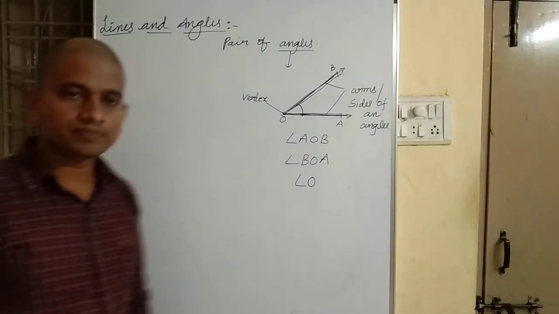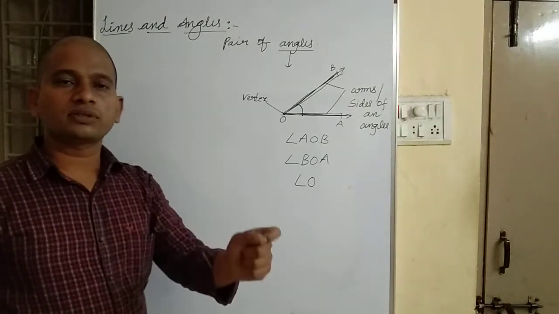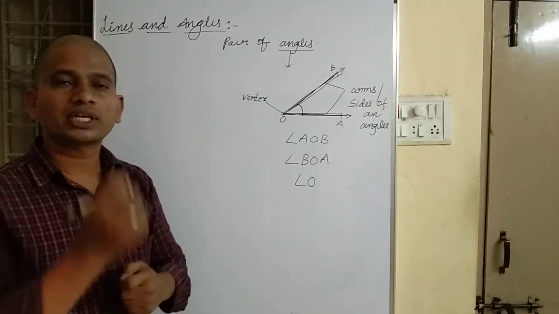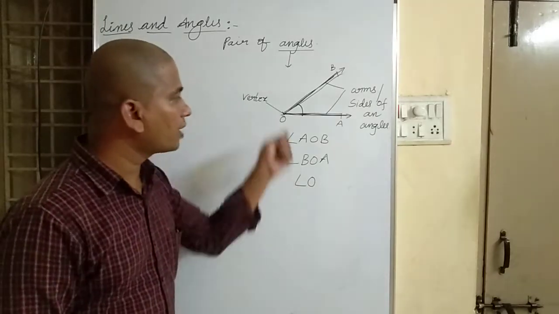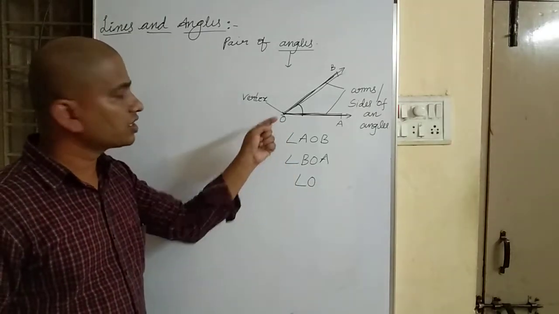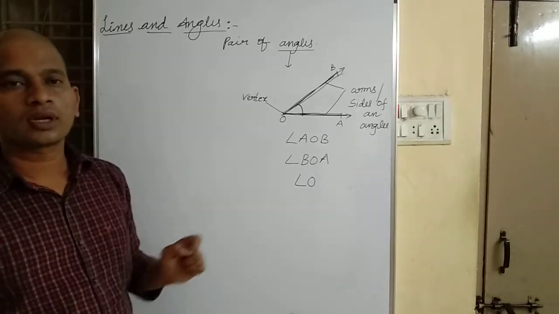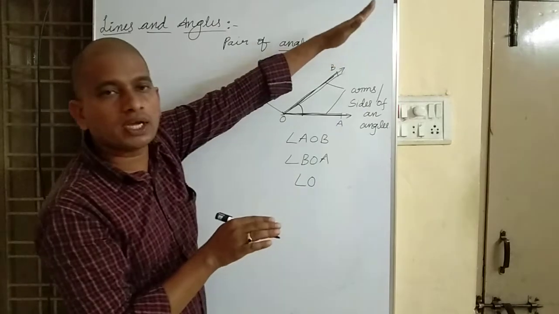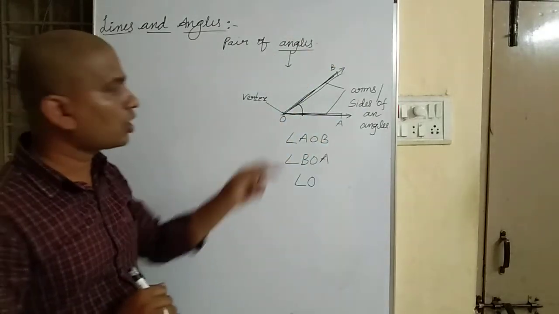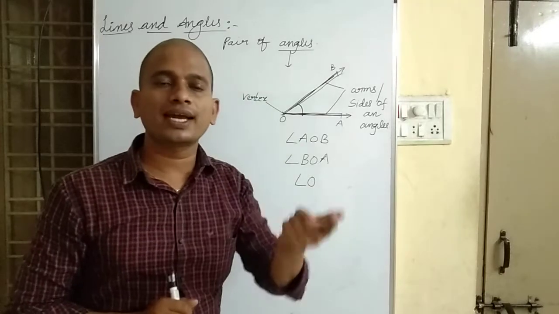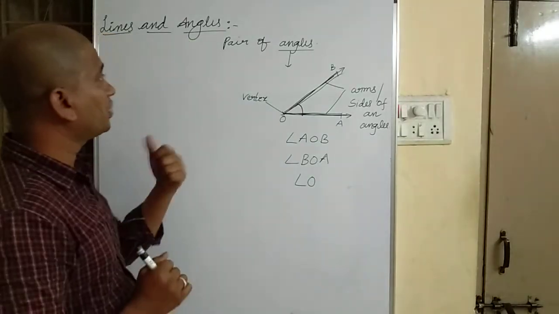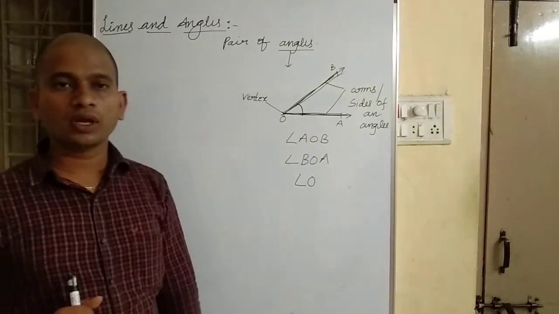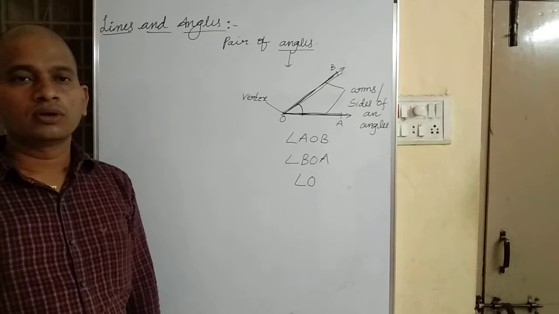So what do you mean by angle? Where two rays meet at one point forms an angle. That common point where the two rays meet is called the vertex. And those two rays, one is OA and the other is OB, are called arms or sides of an angle. In today's session, we are going to discuss pairs of angles.